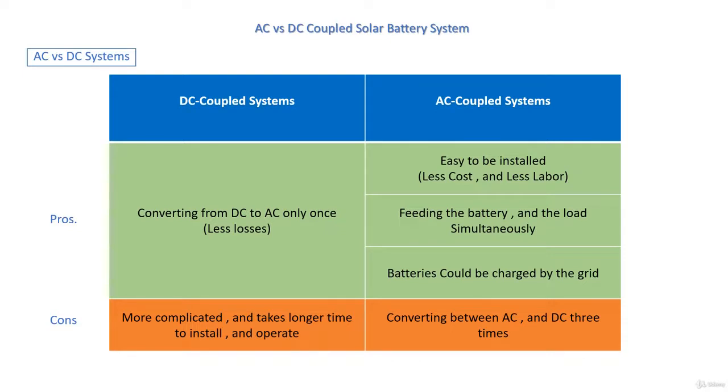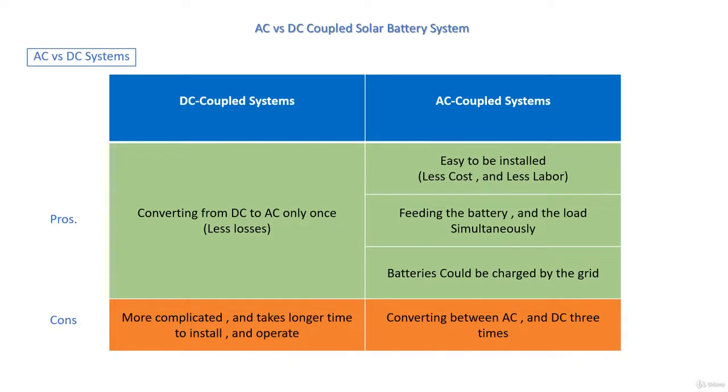If you have already installed the system, it's recommended to use the AC coupled battery system as they are easy to install and won't need you to stop energy production from PV panels to install a battery system. If you want to include a battery system as the first step of your installation, you can use DC coupled systems as they will have higher efficiency and lower losses.